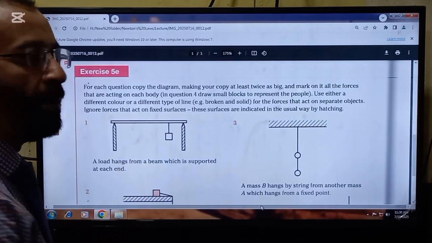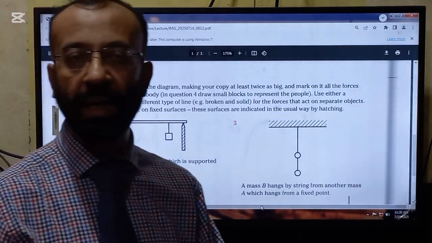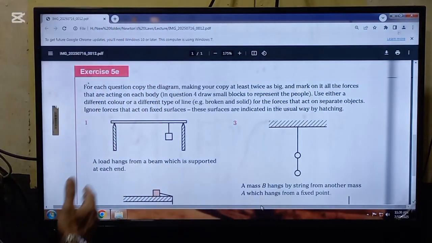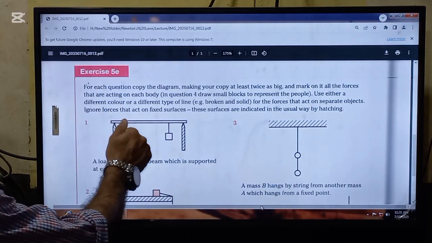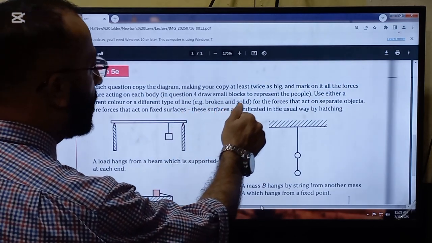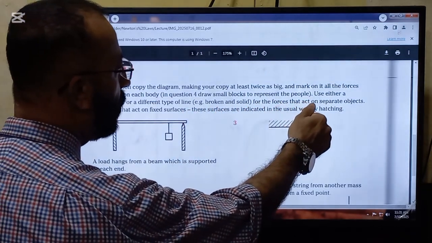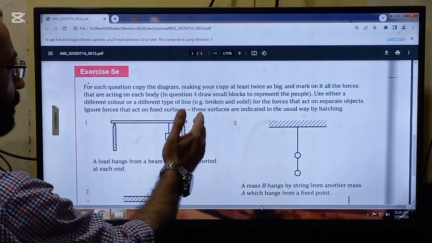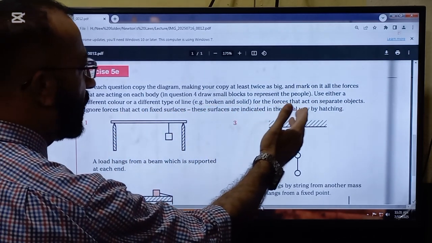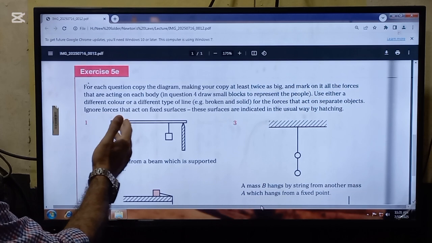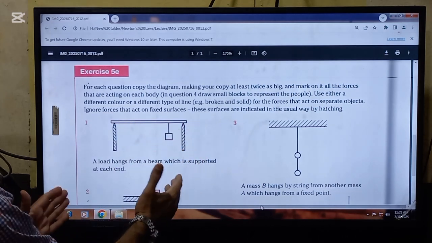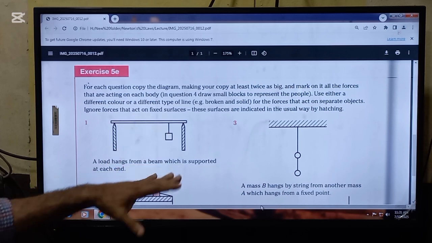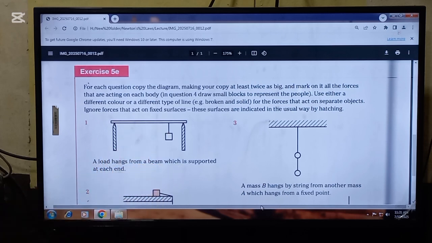Here is a question that will make your concepts clearer about Newton's third law of motion. The statement of the question is: for each question, copy the diagram, making your copy at least twice as big, and mark on it all the forces that are acting on each body. In question number 4, draw small blocks to represent the people. Use either a different color or different types. So come to the question now. All the forces are required to be plotted on this figure.